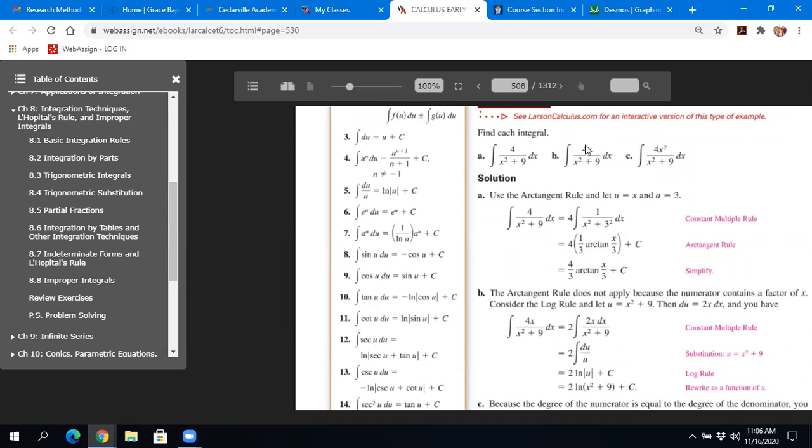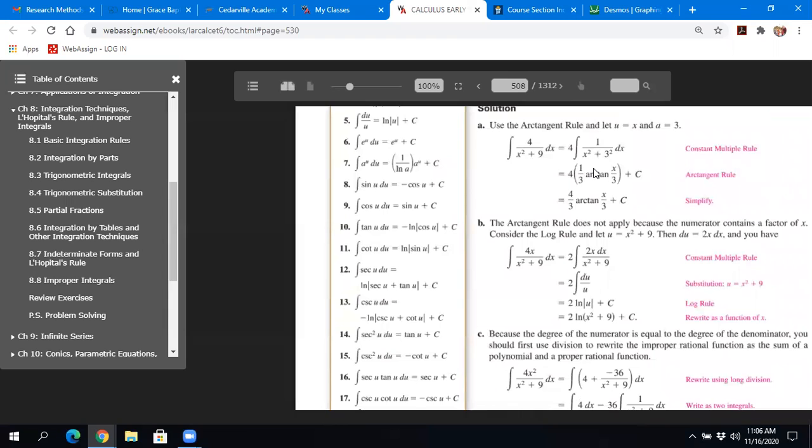Now, what's going to be different if I slap on an additional factor of x in the numerator? Well, without looking at letter B, what do you guys think? What would you do in that case if you had a 4x instead of just a 4? What are you going to do instead? Substitution. Yeah. So that's precisely what they do here.